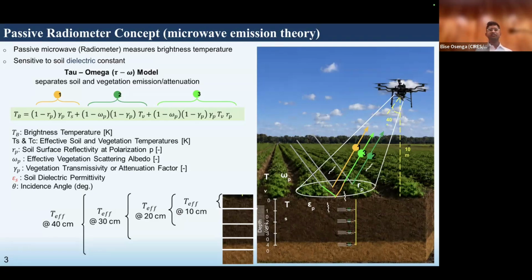This is the framework of tau omega. It captures emissions from soil, emissions from vegetation, and also the attenuated emission from the vegetation, and it tries to minimize the vegetation attenuation so that it retrieves the soil emission.